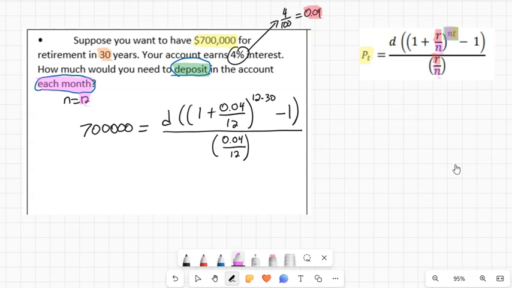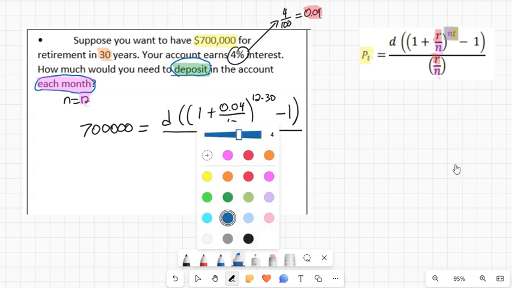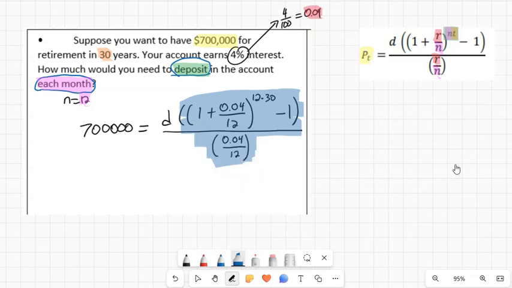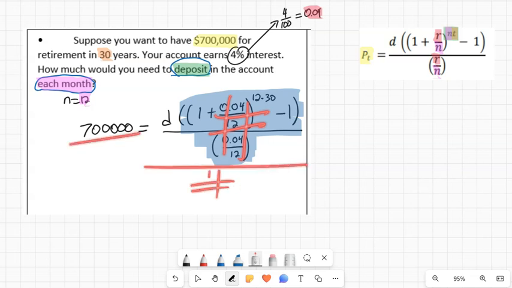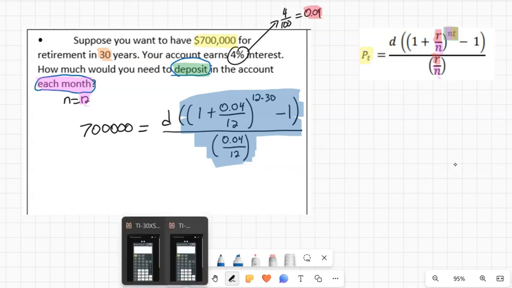Okay, now the way I'm going to handle this is I'm going to let my calculator work all of this stuff out. It's just going to be a number, and once I work out what that number is, then I'm going to divide by that number on both sides, and that's how I'm going to solve for D. So let me demonstrate. So we'll go to our calculator.